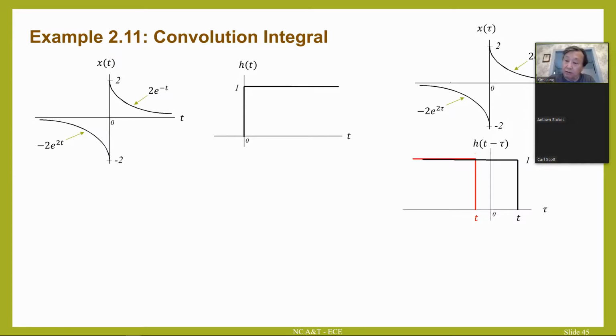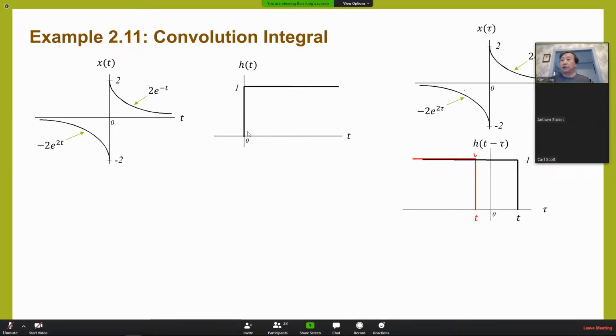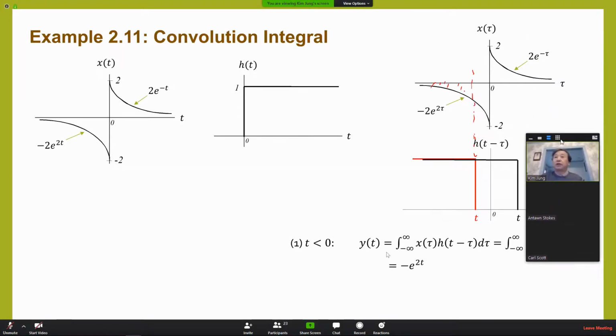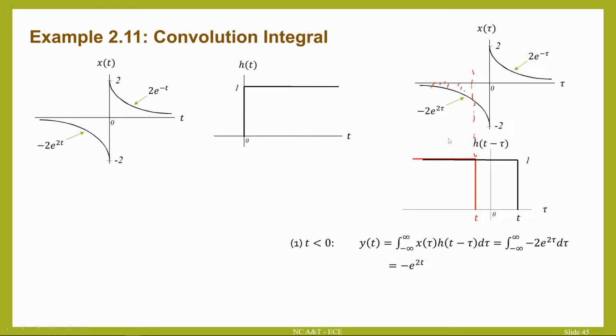The left function overlaps here like this. So the integration range, in the case of t less than 0, is from minus infinity to t, up to this point. The integration result is very simple: 1 times minus 2 e to the 2 tau. The integration result is this one here. So this is the case t is less than 0.